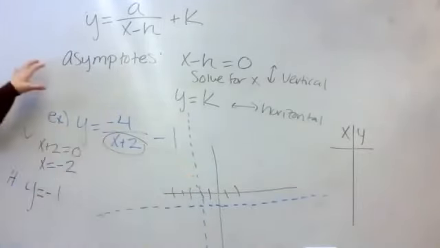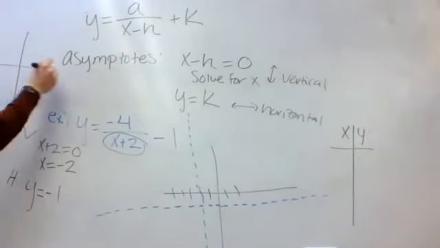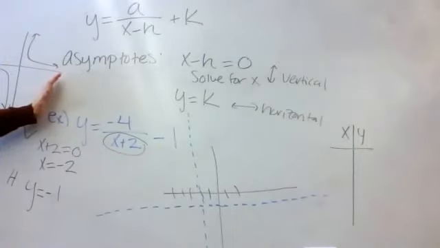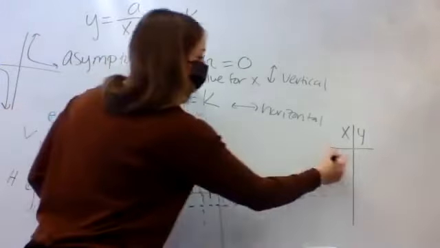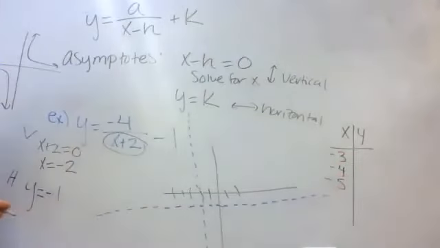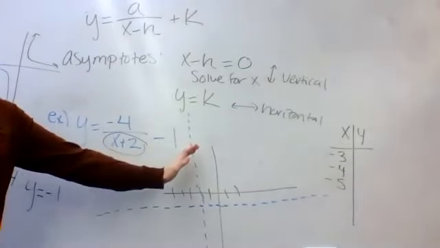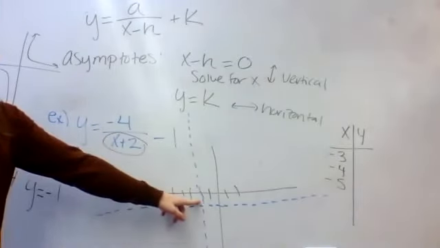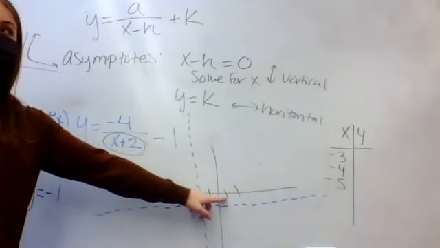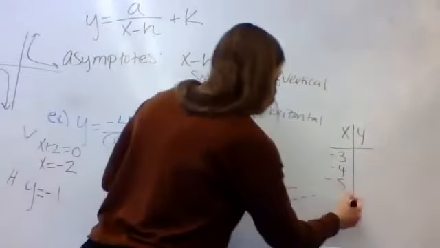Think back to what that original one looked like. We had a curve here and a curve here. So I want to know what's happening to the left and to the right of that vertical asymptote. So we're going to input the x values -3, -4, and -5. What about 3 points to the right of this vertical asymptote? We could do -1, 0, and 1. Those sound pretty easy.